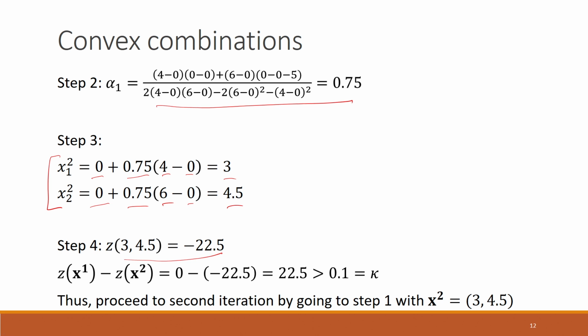Now when we determine the difference of the objective function, it is 22.5. This is still larger than the threshold of 0.1 that we have as the minimum requirement. Therefore, we cannot stop here, and we will proceed to the second iteration by going to step 1 with x2 equal to 3 comma 4.5.